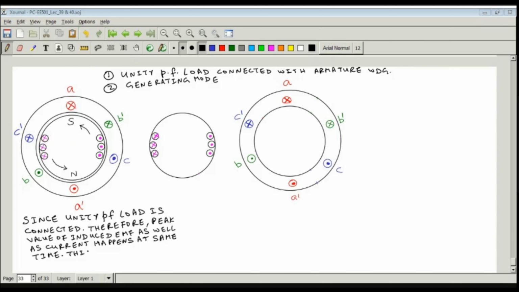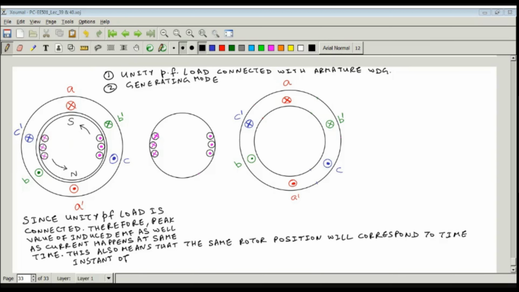This also means that the same rotor position will correspond to the time instant of maximum EMF and maximum current.